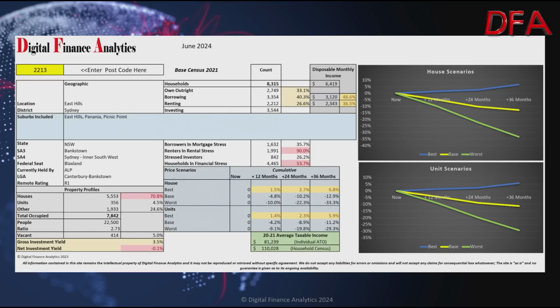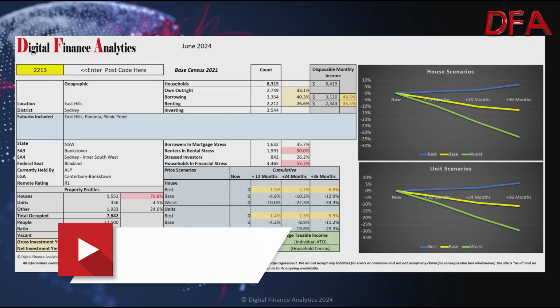Gross investment yield is 3.5%, but the net investment yield is minus 0.1%. Looking at the average taxable income, 81,000 from the ATO, 110,000 from the household. Where we see that disparity, it suggests that more than one income is going on the mortgage. We're looking at the disposable monthly income, $6,400 on average, 48% going on the typical mortgage with a payment of just over $3,100.